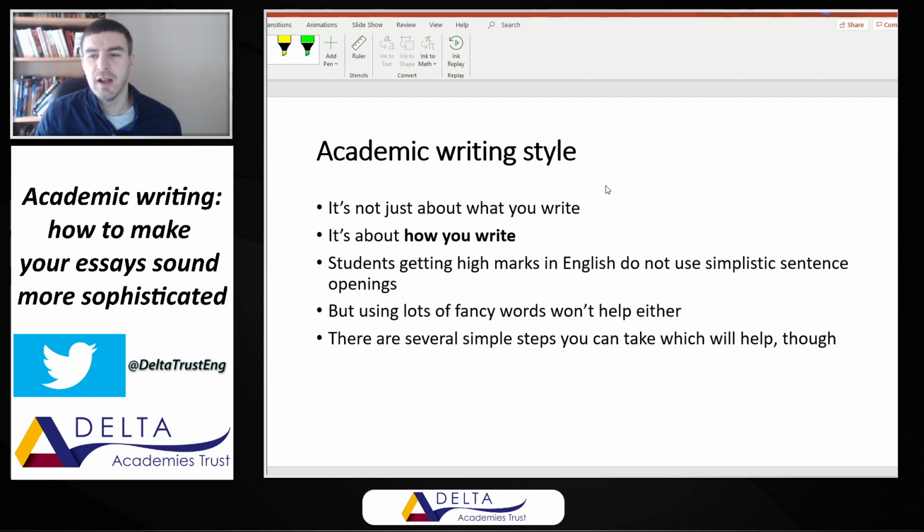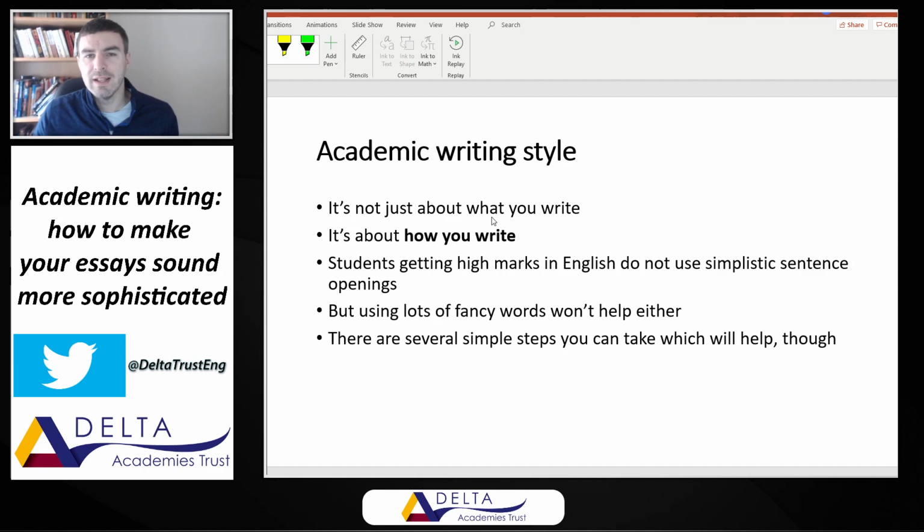You can't express a really complex and sophisticated idea in a simple way. It's just impossible. So it's about how you write, and therefore students getting high marks in English essays don't tend to use simplistic sentence openings. Now that's not to say that you need to pack your essay full of vocabulary and convoluted sentence starters and fronting adverbs and stuff like that to try and make it sound really fancy.